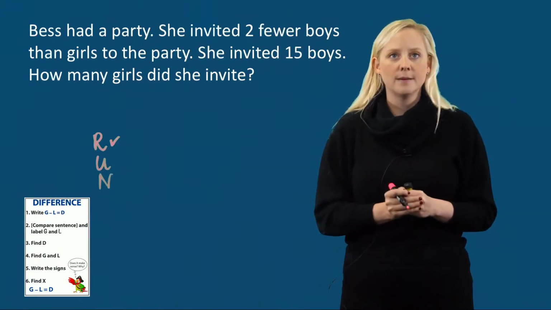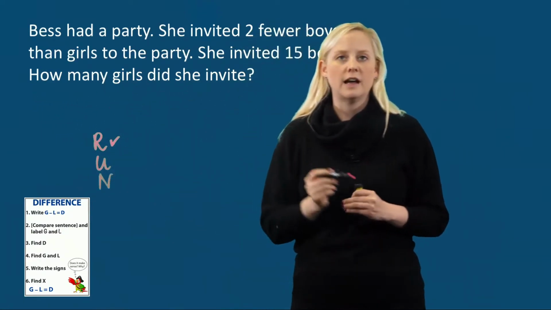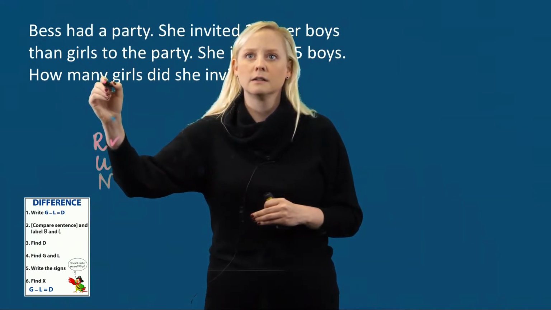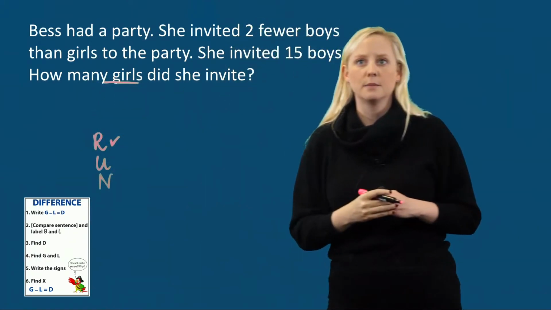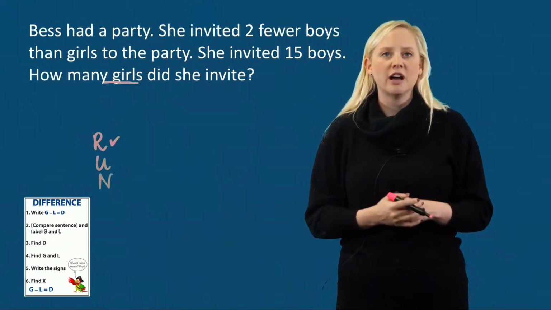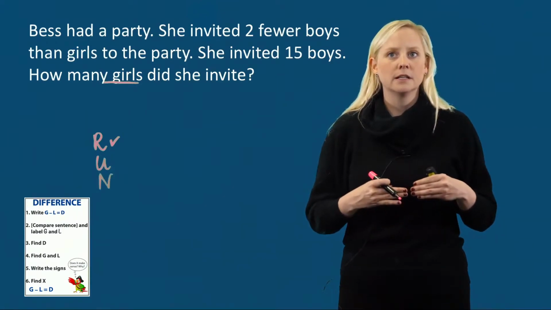When I underline the label, I'm going to underline it in the question sentence. The question asks, how many girls did she invite? The question is asking me about girls, so I'm going to underline girls as my label. But I'm not finished with you. I now need to check for irrelevant information. I care about all the numbers that are about my label.